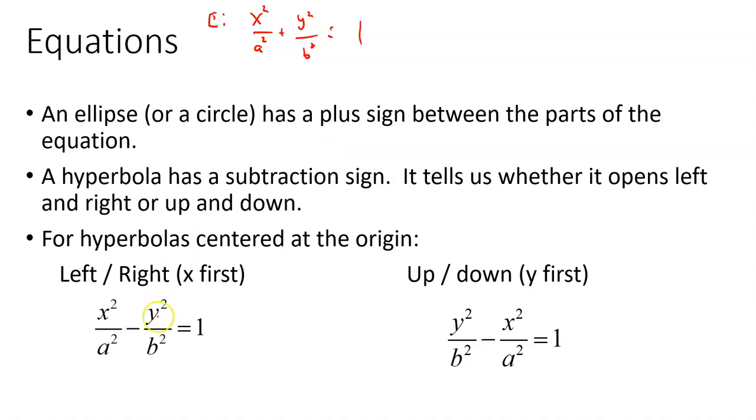The difference is, in a hyperbola, there's a subtraction sign. So rather than an addition sign between the two parts, there's a subtraction sign. Which order it's written in tells you which way it opens. If the x is first, then it's going to open left and right, like that. If the y is first, then it's going to open up and down. And again, if you just have an equation, x squared over a squared, y squared over b squared equals 1, how do you tell whether it's an ellipse or a hyperbola? It's that one sign in the middle that makes all the difference.